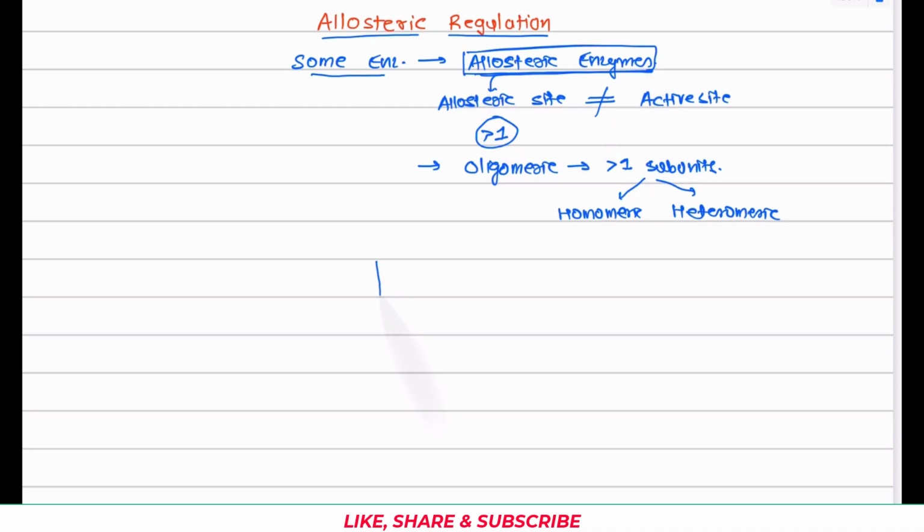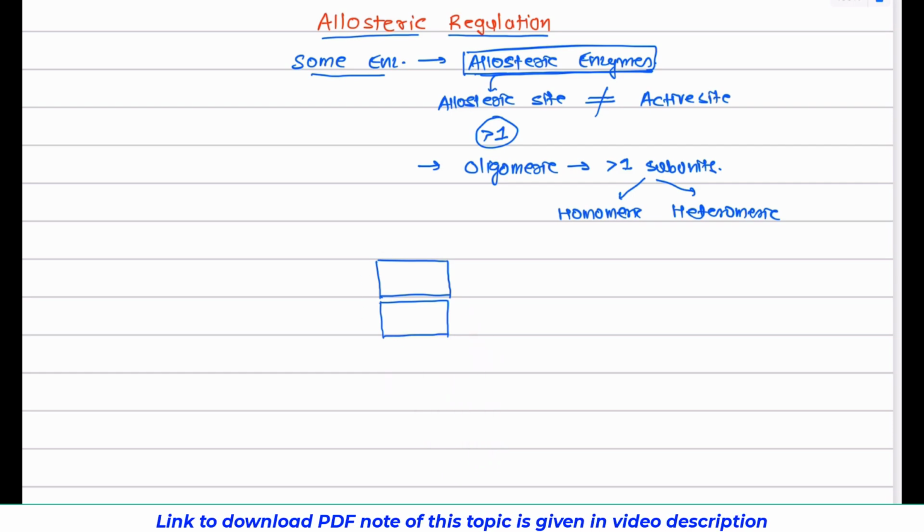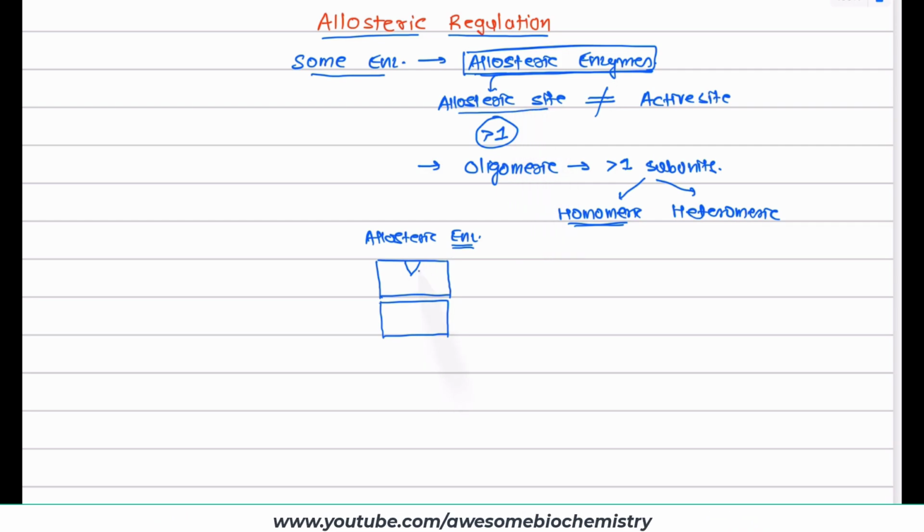So for that, suppose this is the allosteric enzyme. As an example, I have chosen this oligomer which has two subunits and both subunits are identical. So this example represents a homomeric enzyme having two subunits. Now we know that on the surface of all enzymes, there is an active site. So let's say this is the active site of the enzyme, and we also know that the allosteric site is different than the active site.